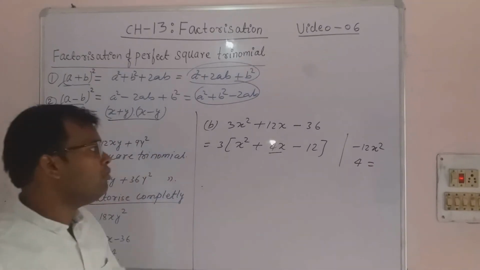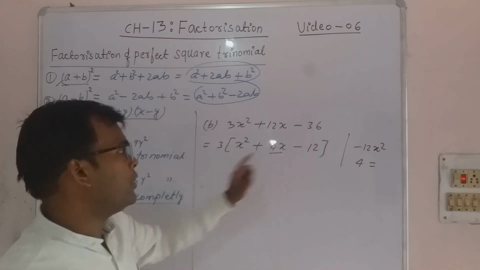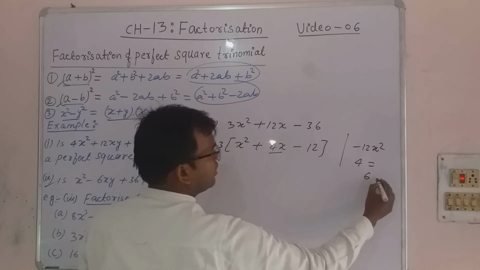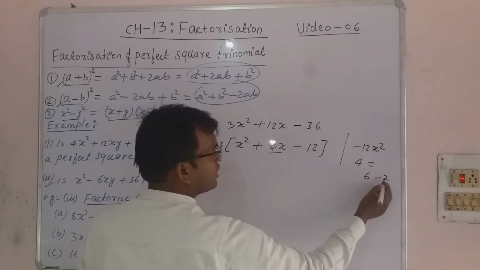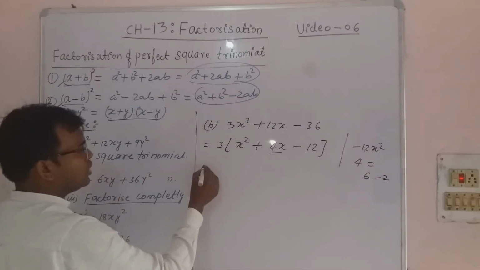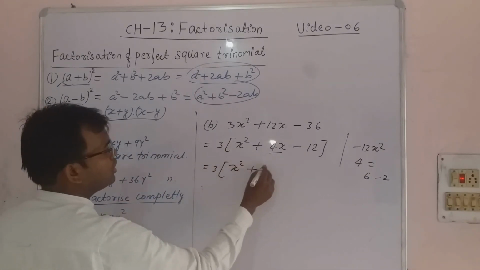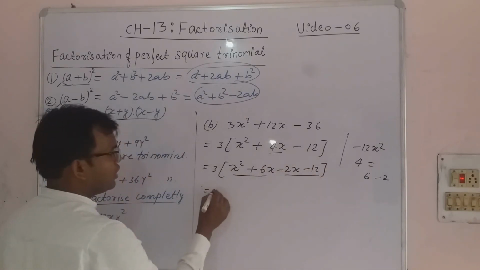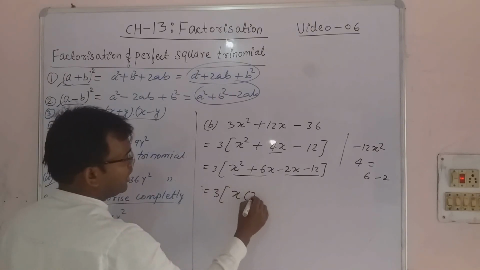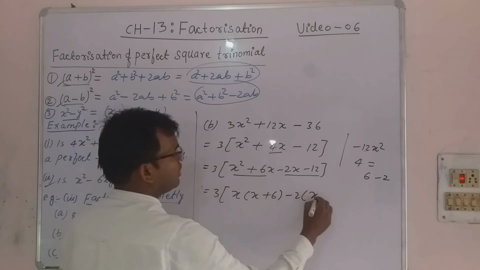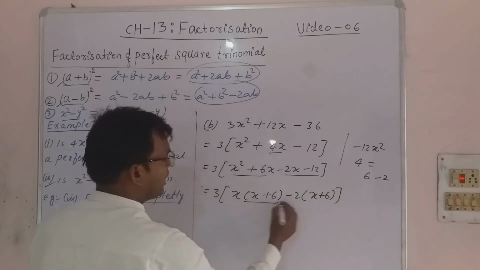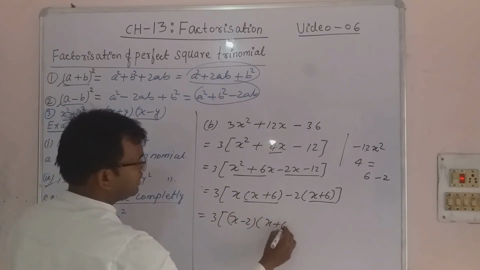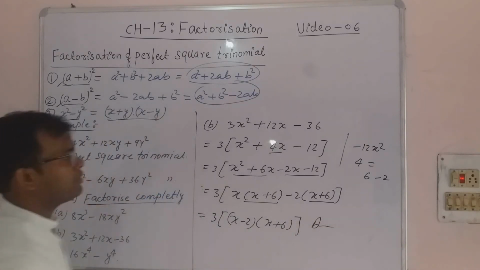After multiplying it will come what? How you can break 4? You can write 6 and minus 2. 6 into 2 will be 12 and 6 minus 2 will be 4. So you can write 3 of (x square plus 6x minus 2x minus 12). Take the common in between. So x will be common, x plus 6, and minus 2 common, x plus 6, and again (x plus 6) is common. So (x minus 2) and (x plus 6). This is your answer.